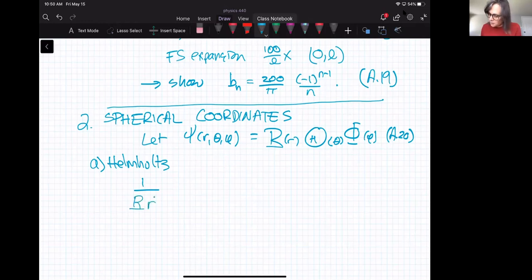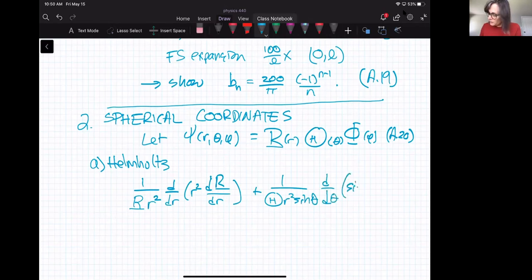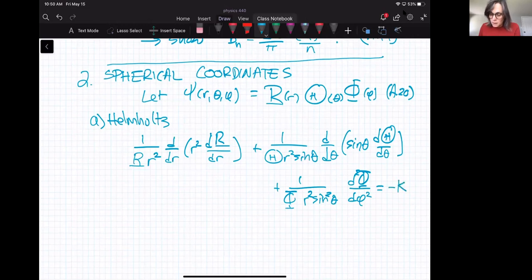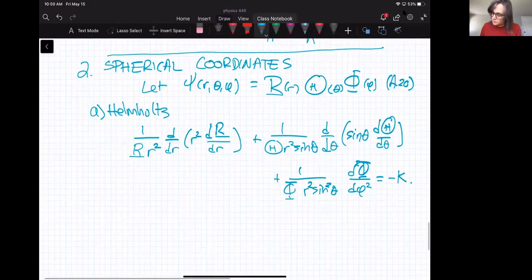1 over r squared d dr of r squared dR dr, plus 1 over capital theta r squared sine theta d d theta of sine theta d theta, plus 1 over phi r squared sine squared theta d squared phi d phi squared is equal to minus k squared.